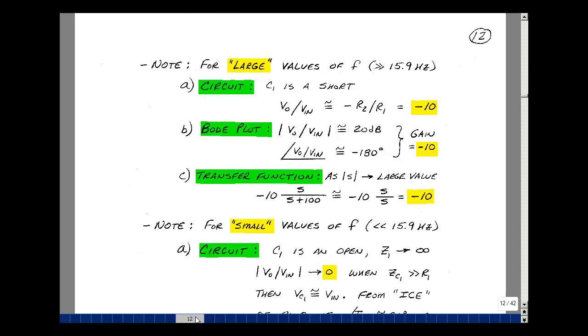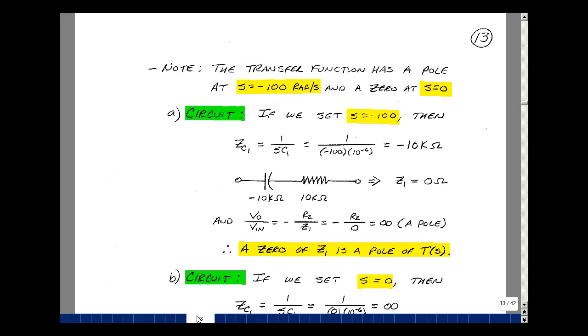Look at one more idea. We said that the transfer function has a pole at s equals minus 100 radians per second and a 0 at s equals 0. What does that mean in terms of the circuit? Well, let's let s equal minus 100. So what's the term that has an s in it? Just the capacitor's impedance. So it's 1 over sC1. So minus 100, and the capacitor was 1 microfarad. That turns out to be minus 10K.